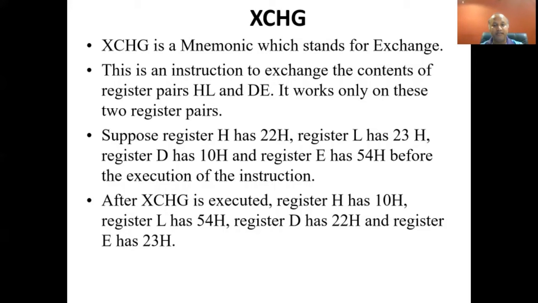So that means the HL pair has the value 2223H and DE pair has the value 1054H. So after XCHG is executed, register H has 10H, register L has 54H, register D has 22H, and register E has 23H. That means after XCHG is executed, register pair HL has the value 1054H and register pair DE has the value 2223H.